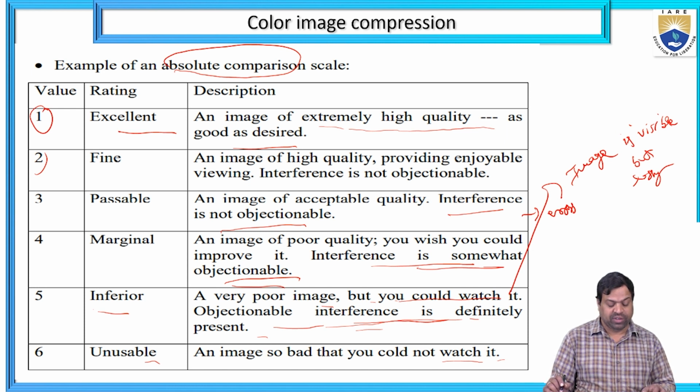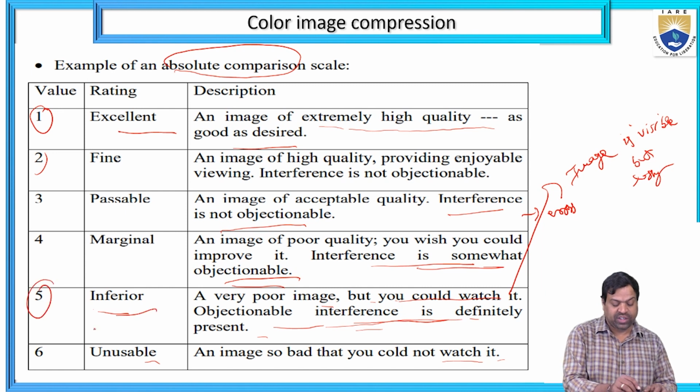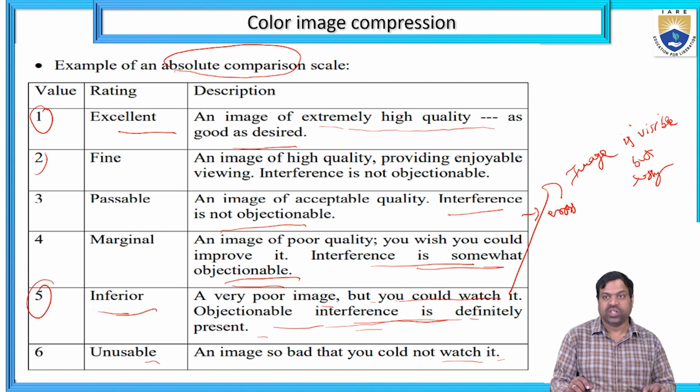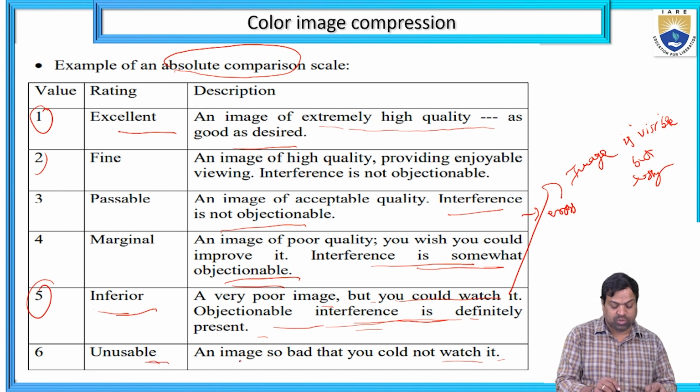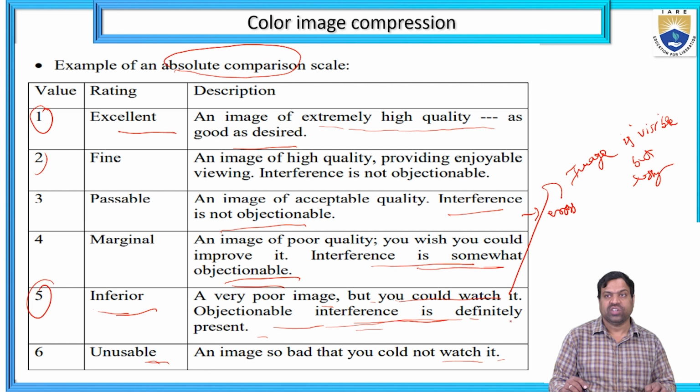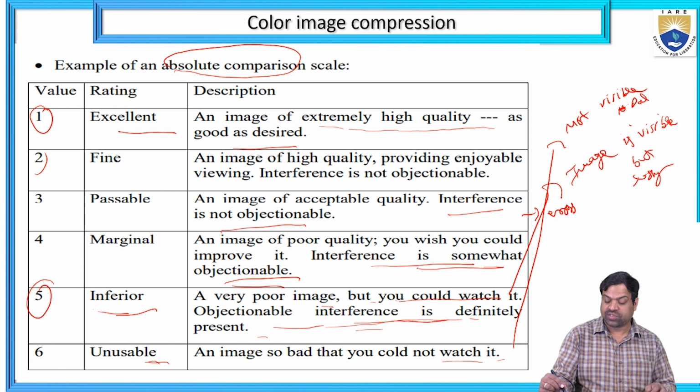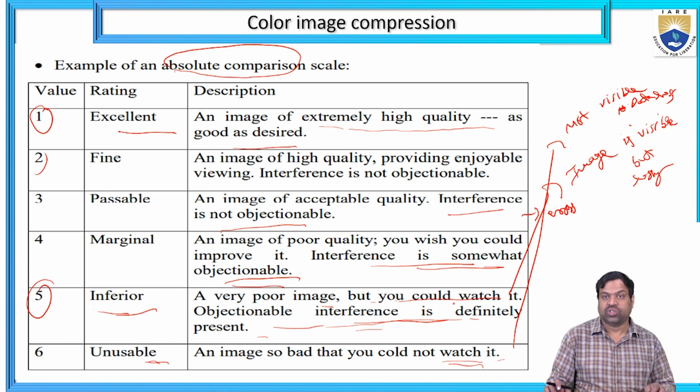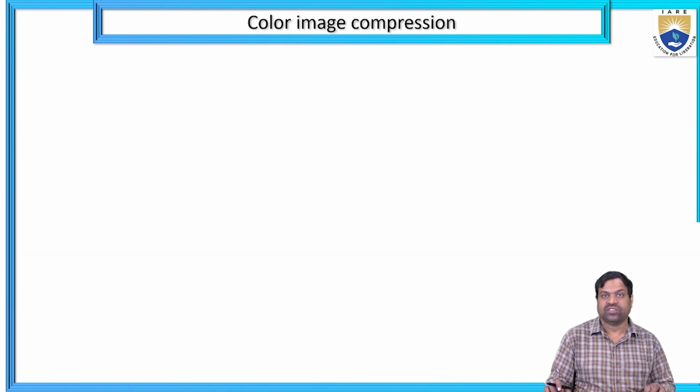But inferior is level 5, when it is a poor quality image and interference is definitely there. And unusable means not in use. Why? Because the image is not visible, and there is data loss. The errors that are there are objectionable. Why? Because interference is there.